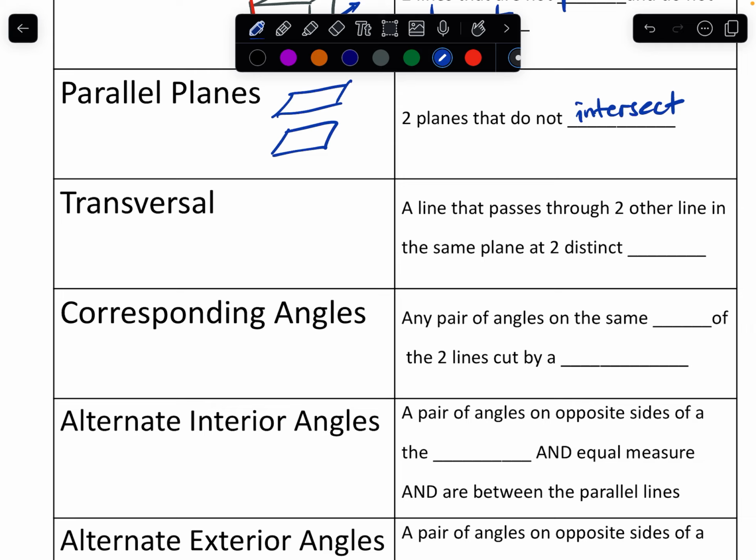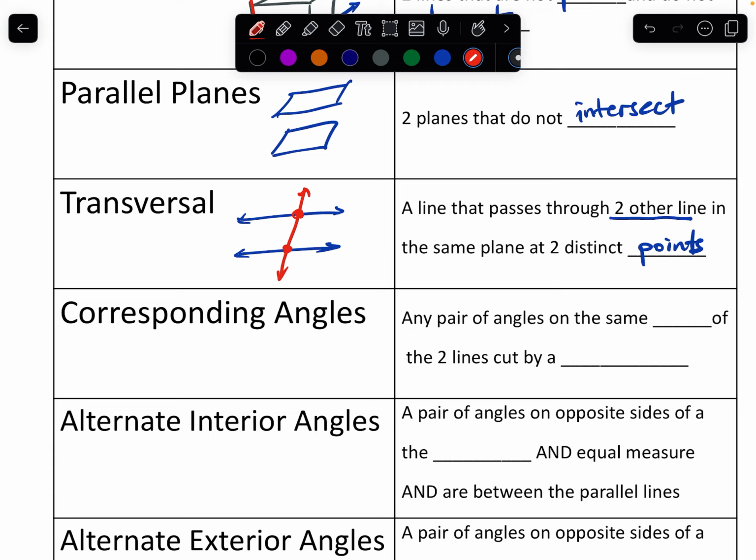A transversal. Well, a transversal is a line that passes through two other lines in the same plane at two distinct points. Now, what does that look like? So if I have two lines, a transversal goes through those two lines at two distinct points.